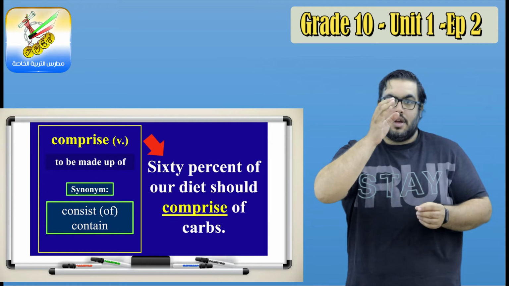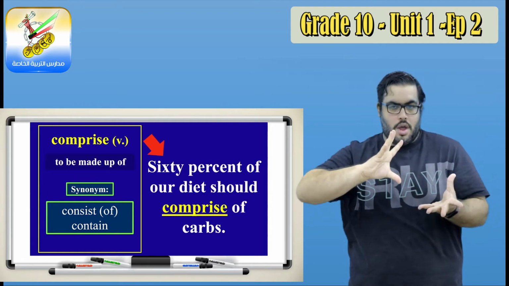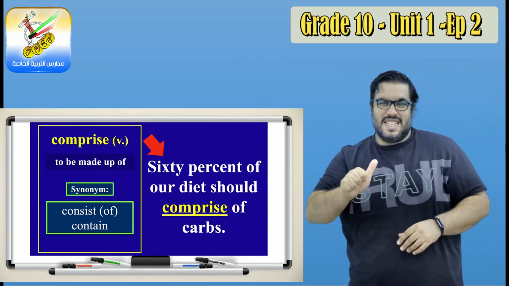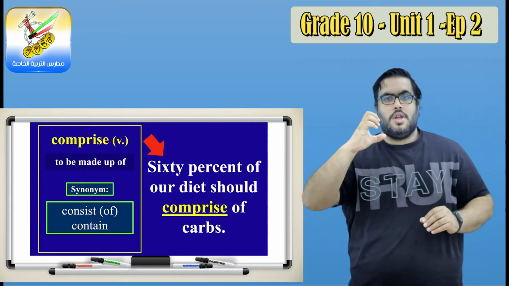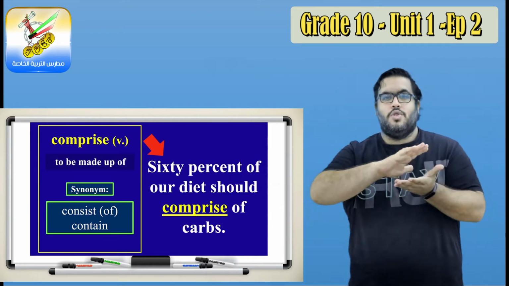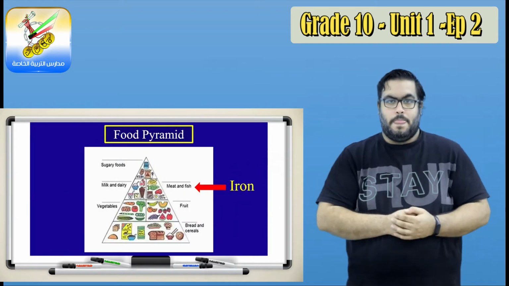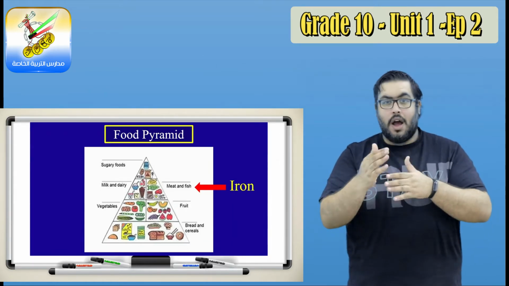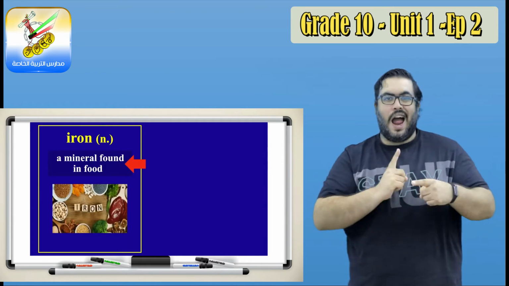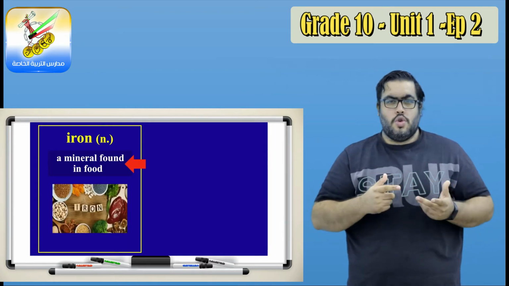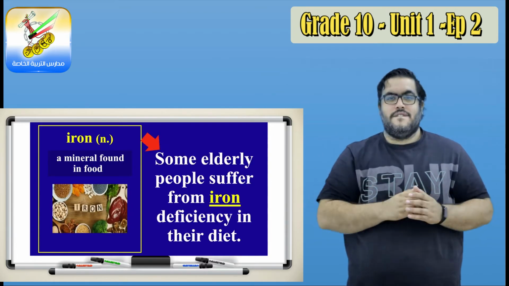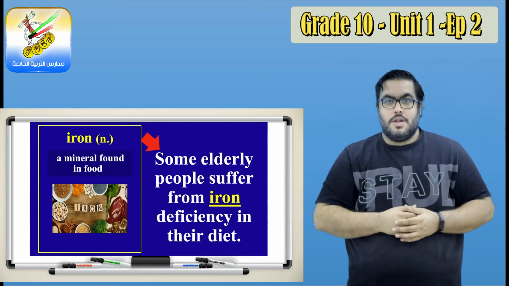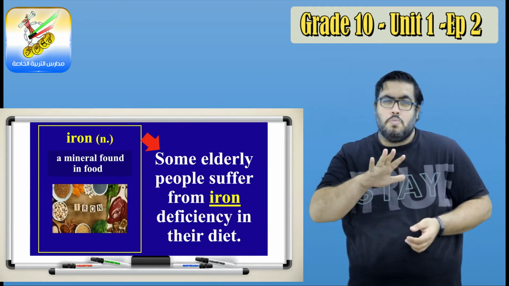For example, 60% of our diet should comprise of carbs. It should contain carbs. The next element in our food pyramid comes from meat and fish. It's iron. Iron is a noun, and it means a mineral found in food. For example, some elderly people suffer from iron deficiency in their diets.